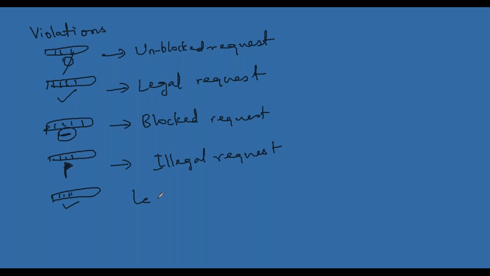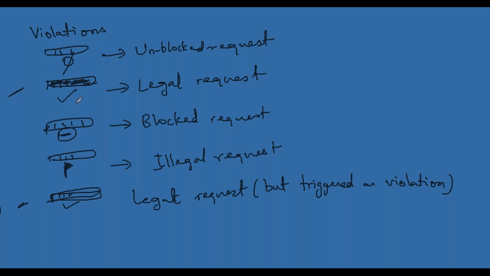This means it is an illegal request. And this would mean it is a legal request but triggered a violation. So the difference between this point and this point would be, in this section you will find a rating scale as well. In this section you will not find a rating scale. You will only find this and 200, just the response code.